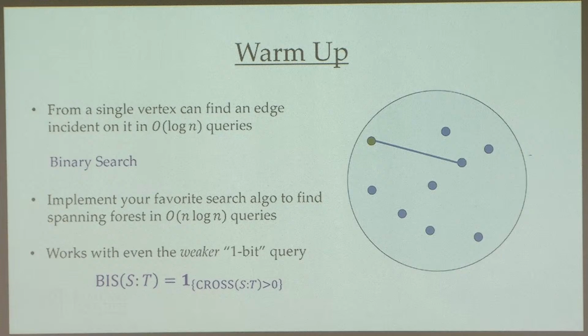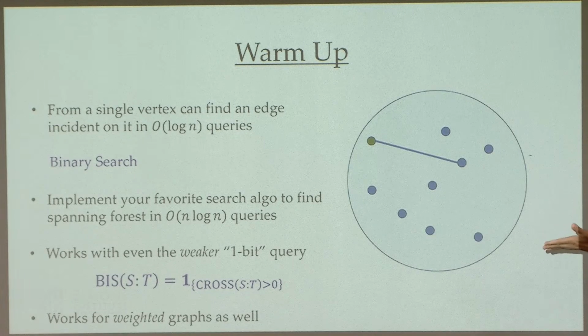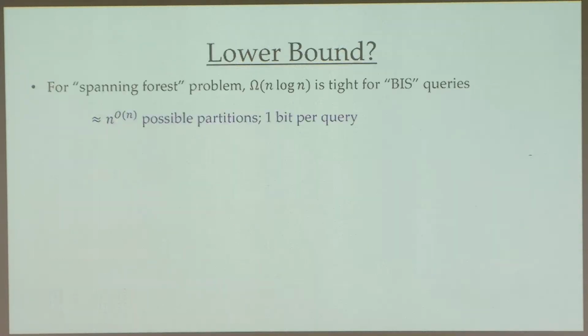You really did not use the fact that there are 7 edges between S and T. You just needed whether there is one. So just 1 bit. Oh, another thing is that if the graphs have weights, this would also work. But the reason I said the 1 bit thing is that if you work with only this 1 bit thing, that algorithm is basically optimal, at least for the problem of finding the spanning forest.